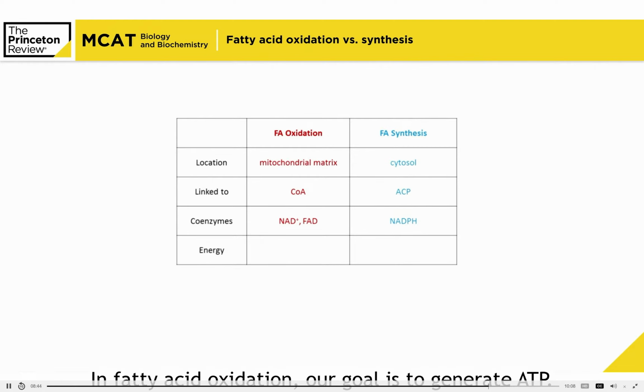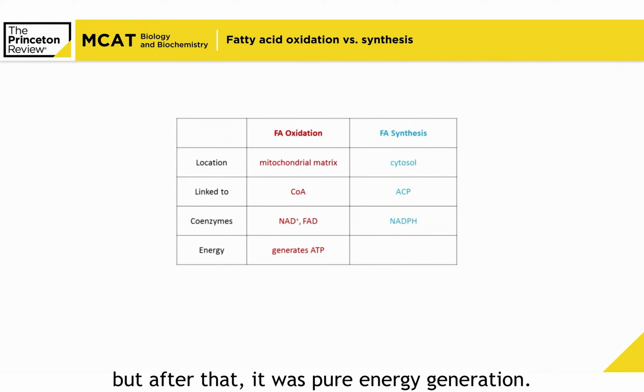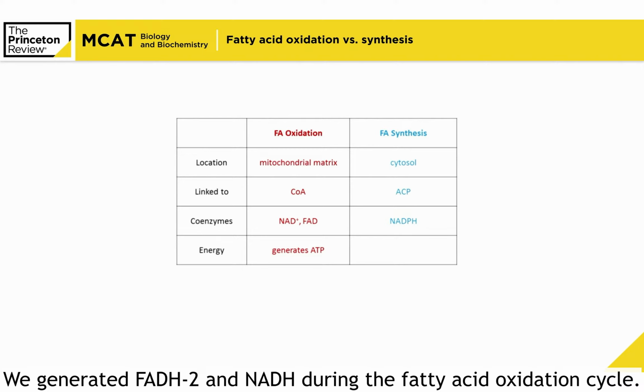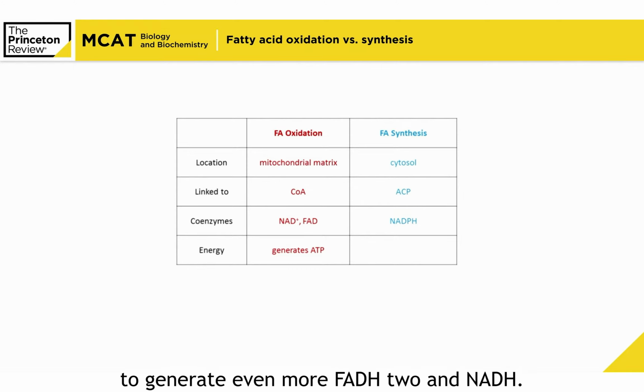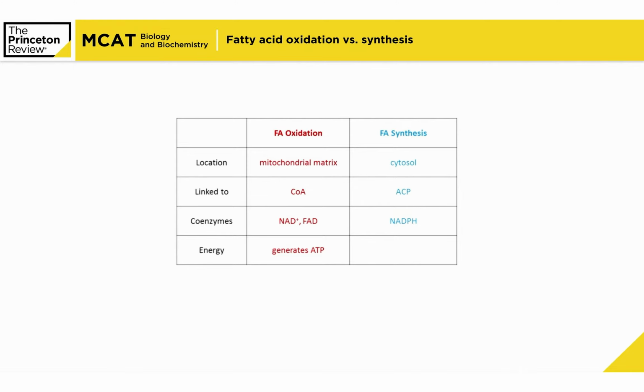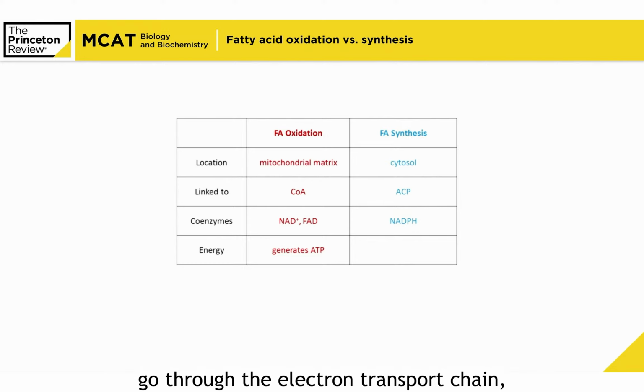In fatty acid oxidation, our goal is to generate ATP. Yes, we used a couple of ATP to initiate the process, but after that, it was pure energy generation. We generated FADH2 and NADH during the fatty acid oxidation cycle. We also created acetyl units that could be put into the Krebs cycle to generate even more FADH2 and NADH. And when all of those reduced electron carriers go through the electron transport chain, we're going to make a ton of ATP from that.